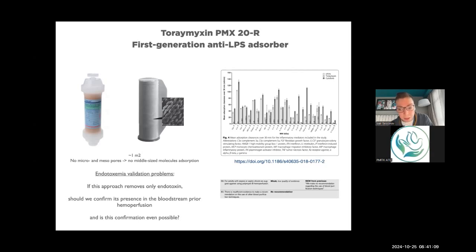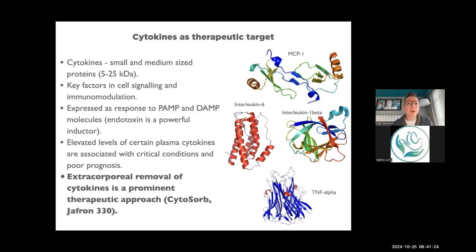This is why the last version of the Surviving Sepsis Campaign recommends against polymyxin B hemoperfusion in sepsis or septic shock. This is the reality today, unfortunately. And these mixed results of first generation adsorbents inspired a new approach.